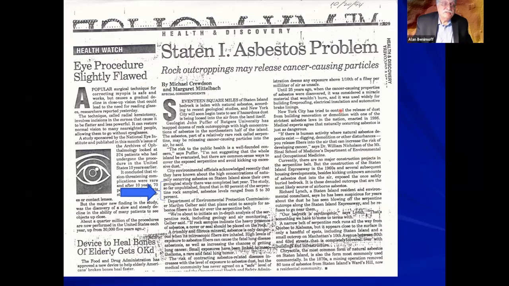And then this comes from Newsday, and I have a clip here. City environmental officials acknowledged recently that they have known about the high concentrations of naturally occurring asbestos on Staten Island since their own geologic study there was completed last year. The study is so far unpublished; I haven't found it anywhere. They found that in 60% of the serpentine rocks sampled, asbestos levels range from 5 to 30%. So I don't know what happened after this.